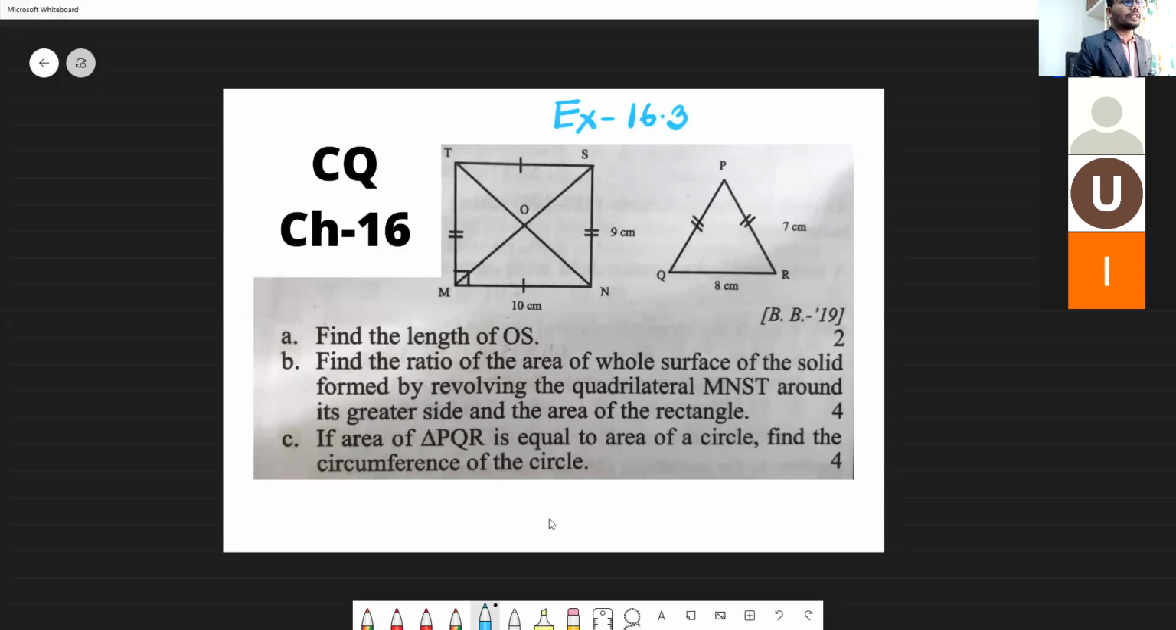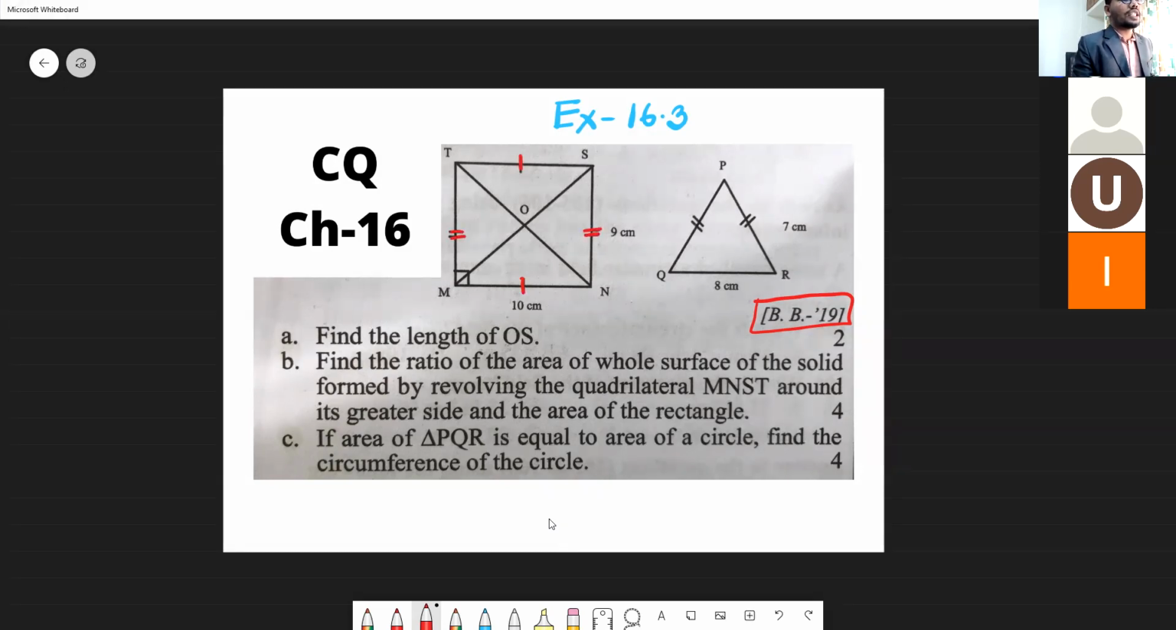First, they are given M, N, S, T. In the diagram, we see there is a quadrilateral, and on the right side, there is a triangle. And this question is directly from Barisal Board 2019 creative questions. First requirement here, two diagrams. We see here in the diagram, there are two opposite sides. This side is 10 centimeter. This one is 10 centimeter. And here this side MT is equal to, given here, SN. That means two opposite sides are the same.